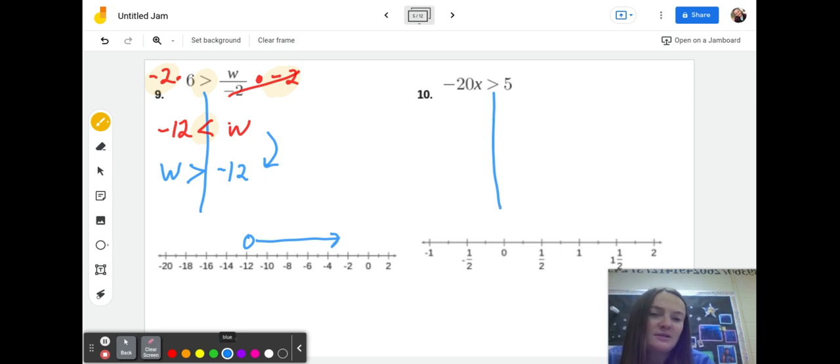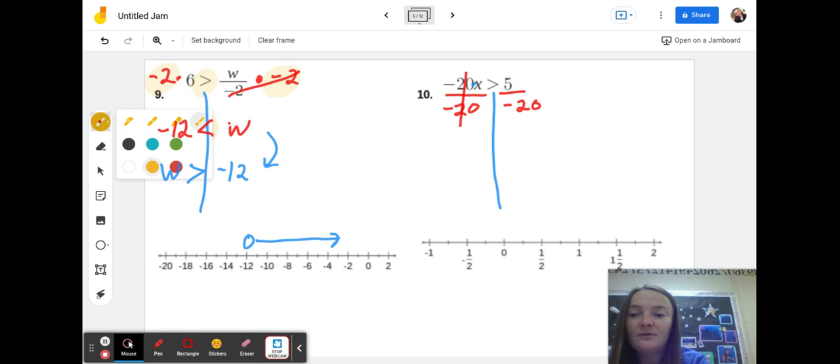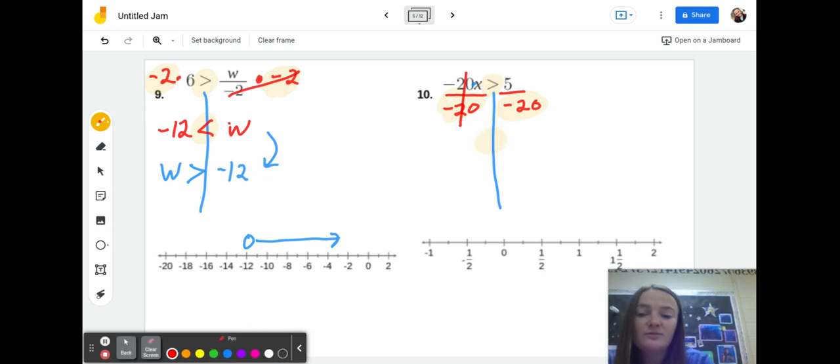-20 times x is greater than 5. Notice how there is multiplication here. The opposite of multiplication is division. So I'm going to divide by -20. -20 divided by -20 is 1. But notice here, once again, I divided by a negative, which means that I need to do that special trick. If I divide or multiply by a negative ever, I need to flip my inequality. That is so important to remember. So I'm going to flip the inequality.